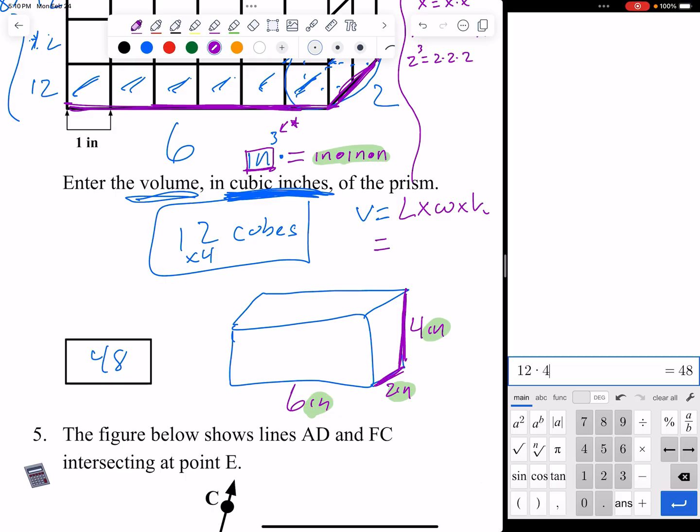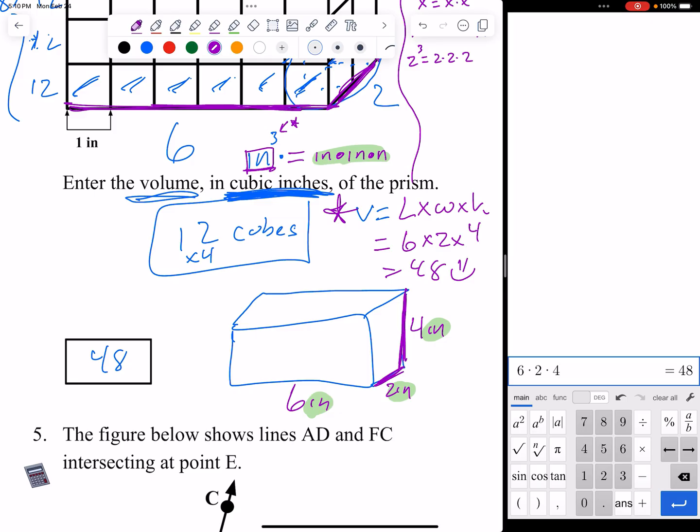Let's put the numbers into our formula. My length is 6, my width is 2, my height is 4. So 6 times 2 times 4, hey, look at that, I get 48. So I got the same thing. And I'm telling you right now, this one is super important.